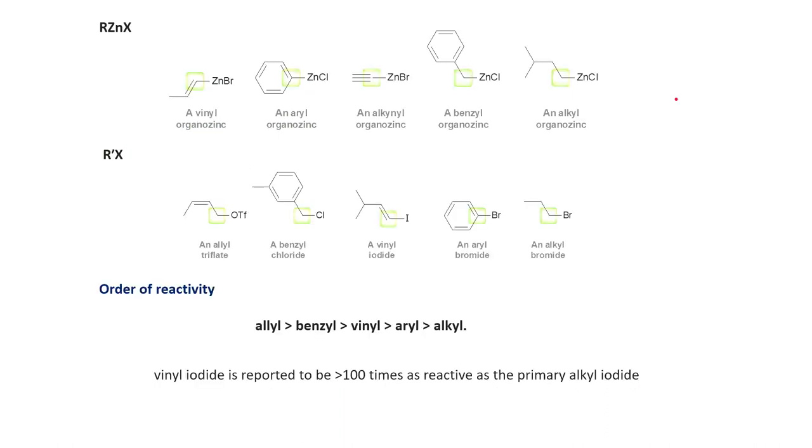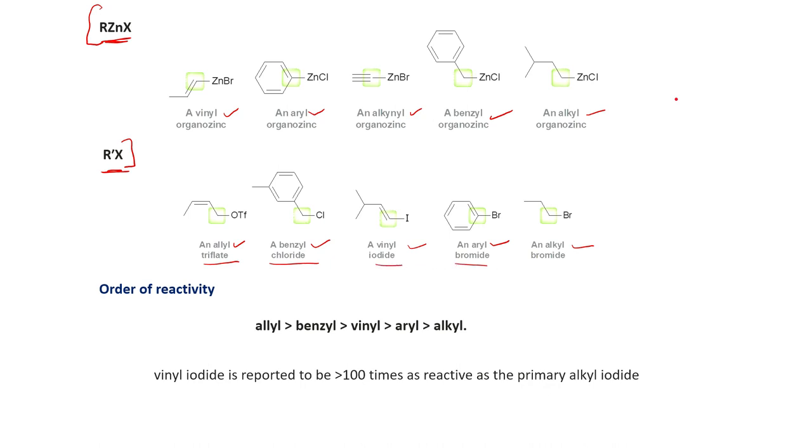In an organozinc compound, what can R be? Your R can be a vinyl group, aryl group, alkenyl group, benzyl and alkyl group. And R prime X is your organoelectrophile. Your organic part can be allyl, benzyl, vinyl, aryl and alkyl. And X, the leaving group, can be triflate and halides like chloride, iodide, bromide.